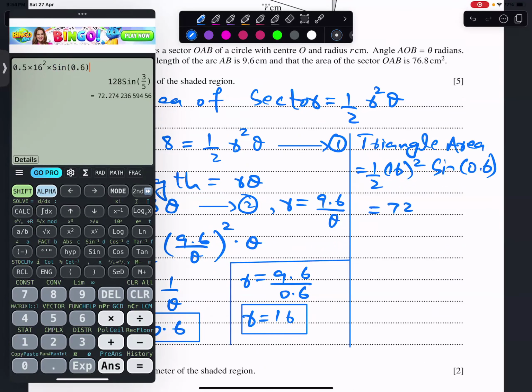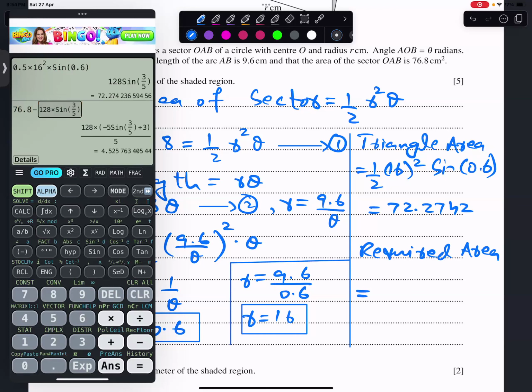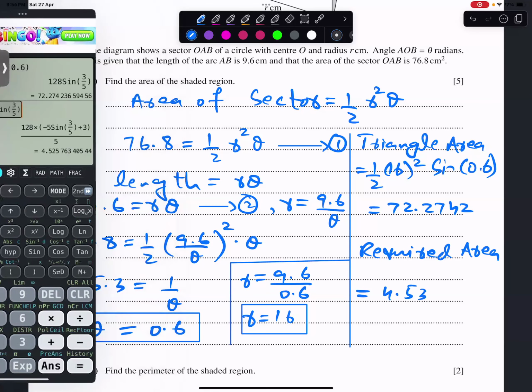So this is 72.2742. So the required area is 76.8 minus the answer. So that is 4.53, my required area. Okay.